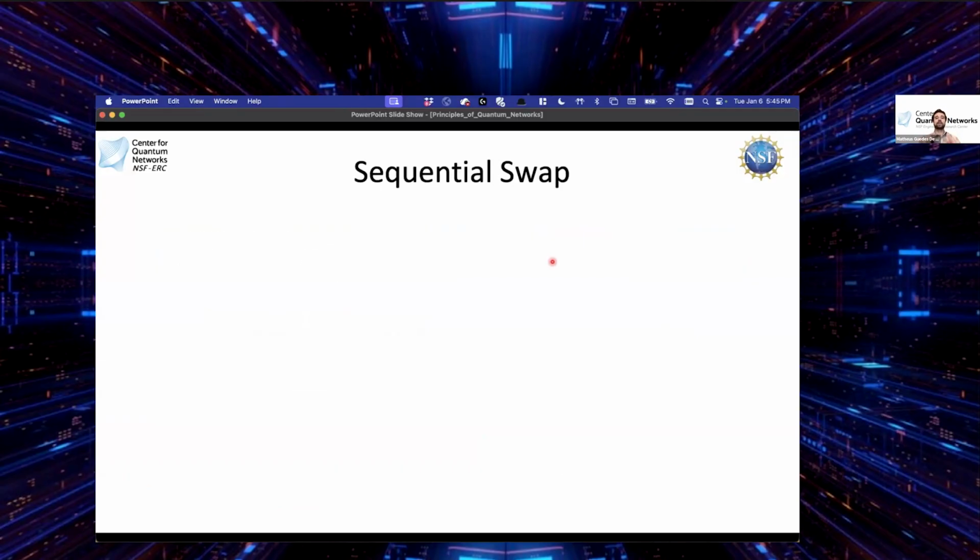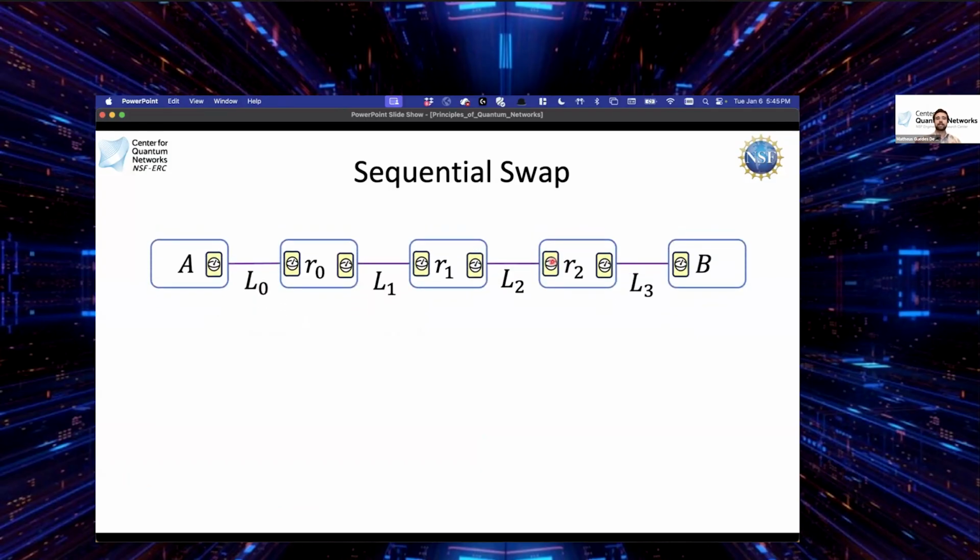So let's start with the simplest way that we can do entanglement swapping in a chain, that is sequential swap. Again, we have this repeater chain here interconnecting nodes A and B with three repeaters. The process will unfold as follows. We're going to start link level entanglement generation at node A in order to generate entanglement between that node and repeater R0. And that will take some time t sub 0.